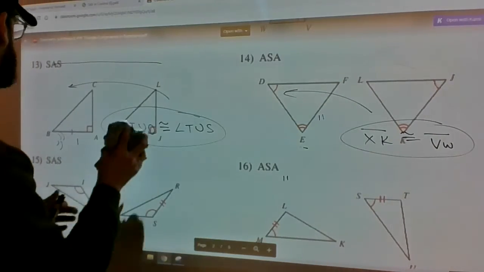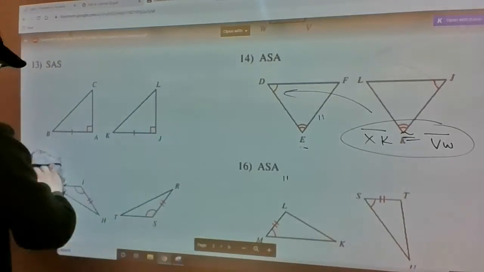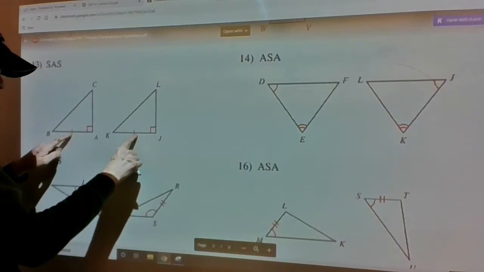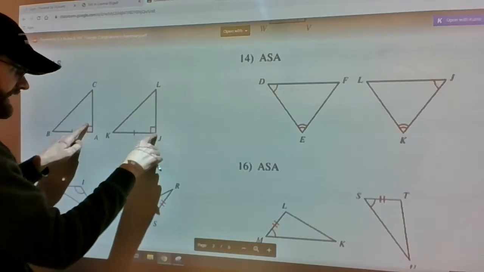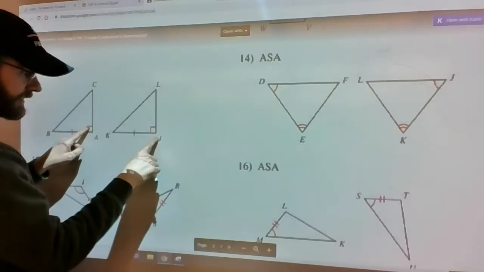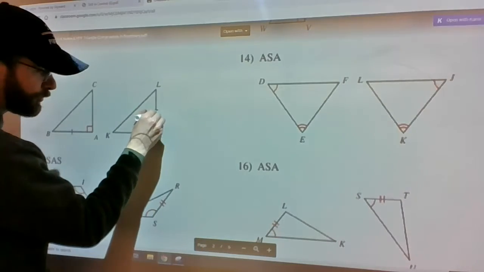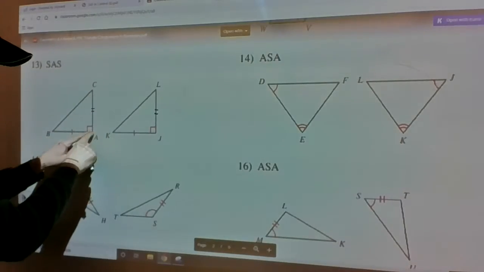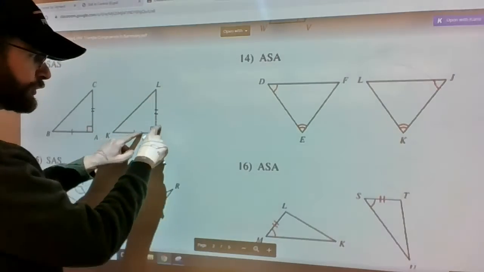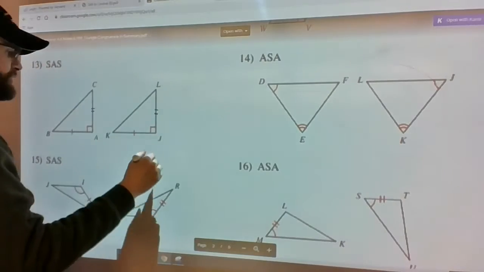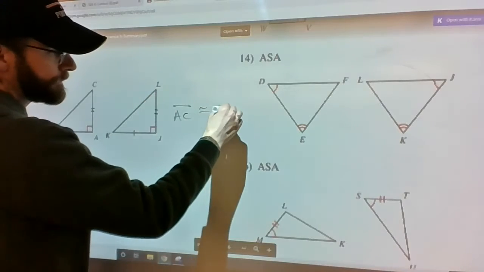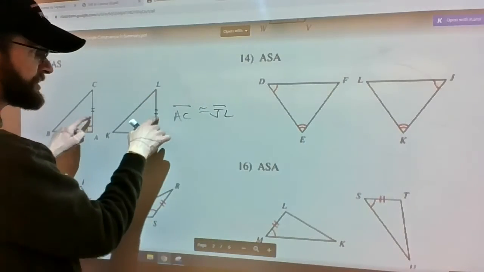And that would create side angle side. Moving on to number 13. It's another side angle side scenario. Side, angle, side. It's got to be this side because the two congruent pairs of sides have to have the angle included in between them. The angle has to be in between these two sides that have been shown congruent. So you need to say AC is congruent to JL. And then that would prove the side angle side postulate.